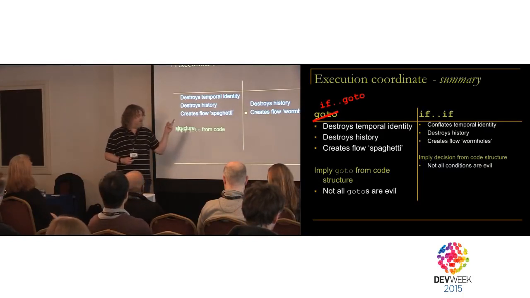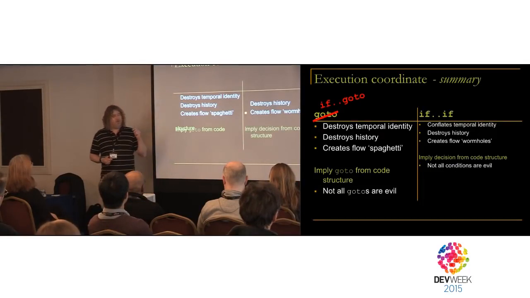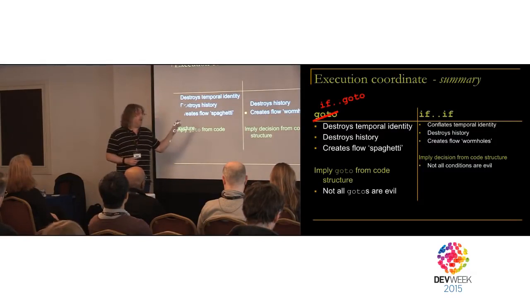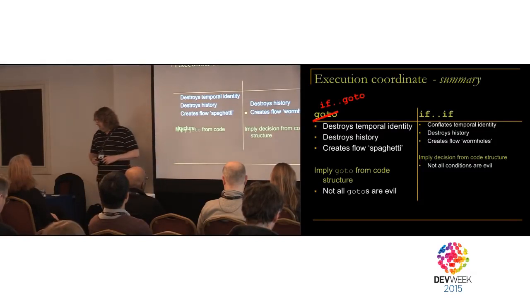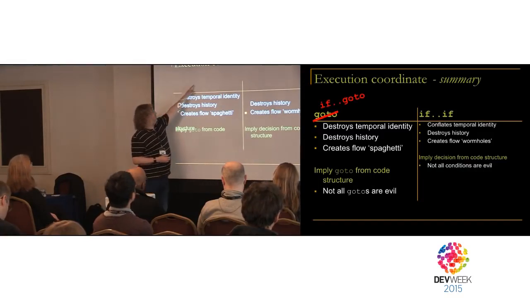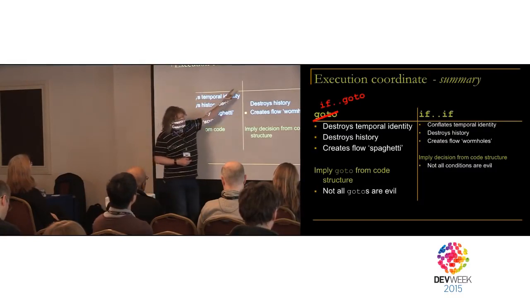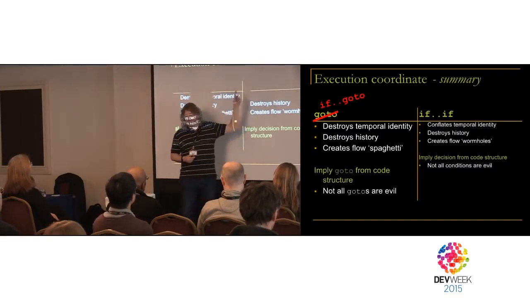So how are we going to solve the if problem? Well, the answer is we have to imply the decisions from the shape of the code. And what we're going to do is talk about how we're going to do that. Incidentally, there is something that I want to point out here. This, where you can't see it, says go to. This, where you can't see it, says if and if.